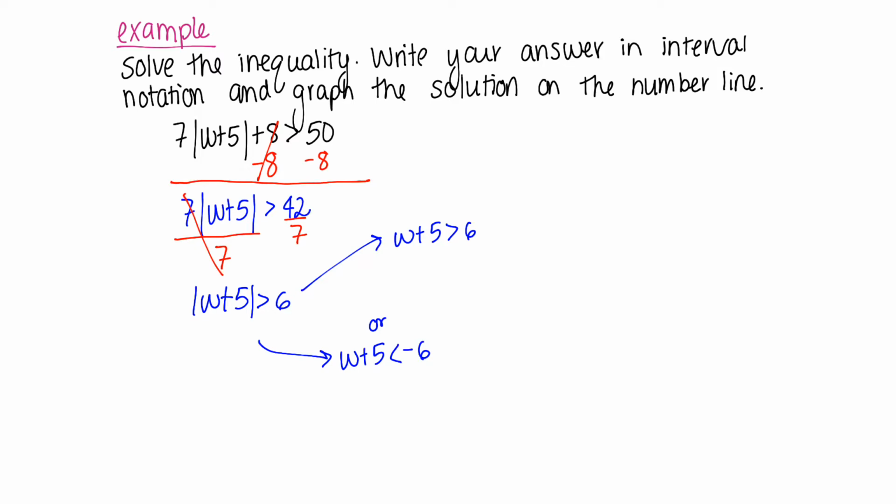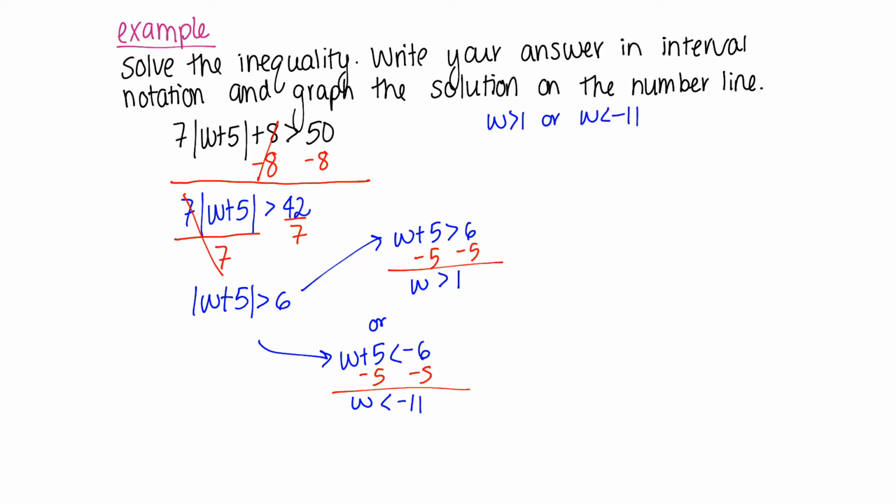Right, so I'm going to get w by itself here. So subtracting 5 on both sides, I have w is greater than 1, or subtracting 5 on both sides, w is less than negative 11. So on ALEKS, what you'll be answering is w greater than 1 or w less than negative 11.